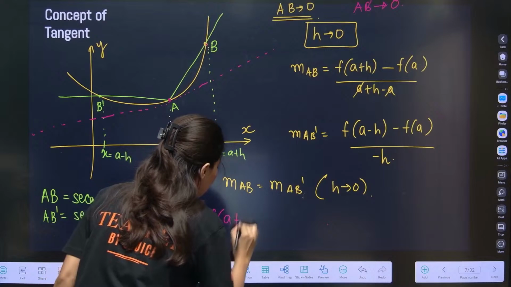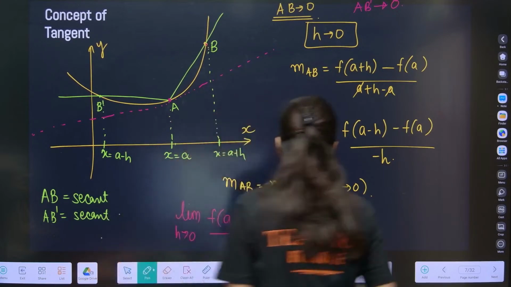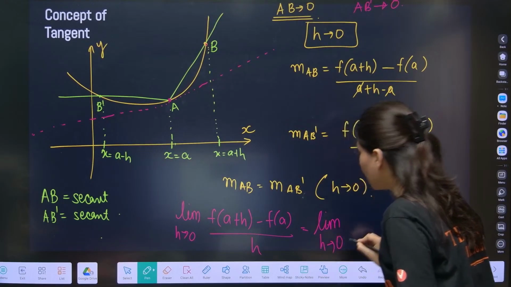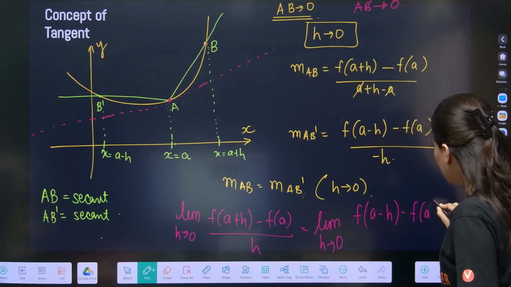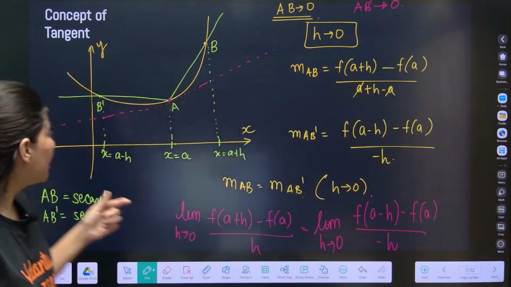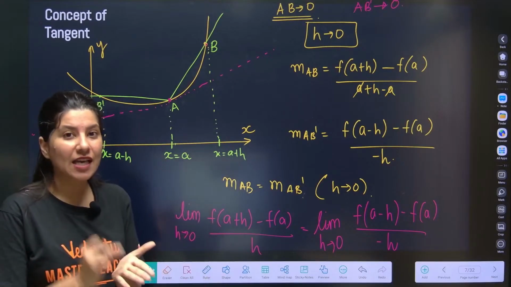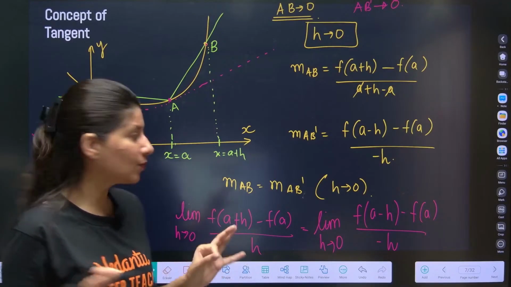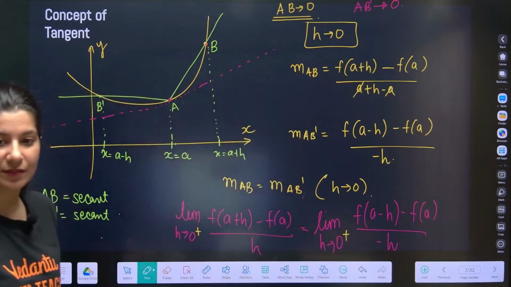f of a plus h minus f of a whole upon h is equal to limit h tends to 0, f of a minus h minus f of a whole upon minus h. Also understand that here x equals a. Here h is the smallest positive quantity. We are very sure h is not negative. h is positive.